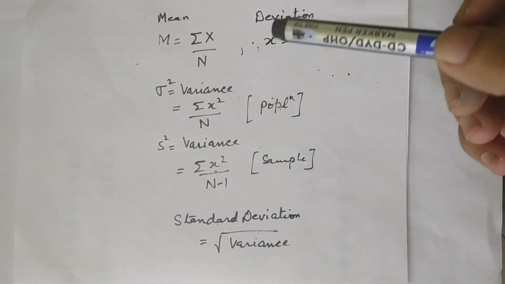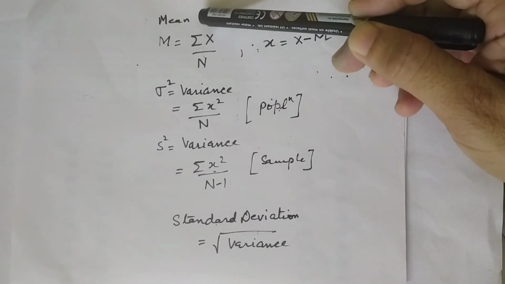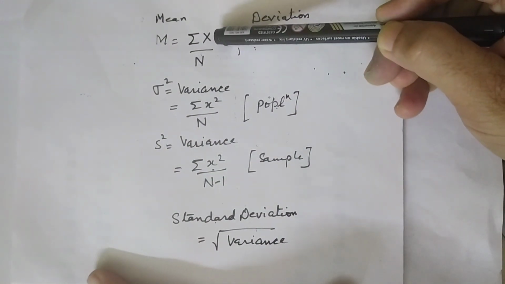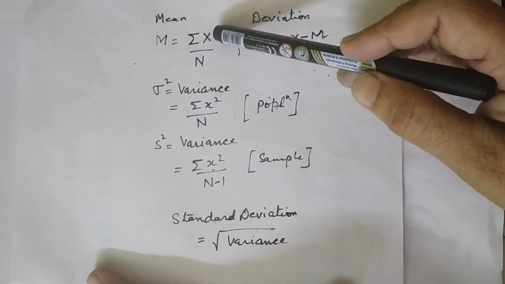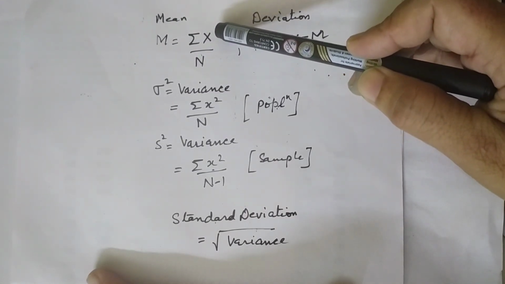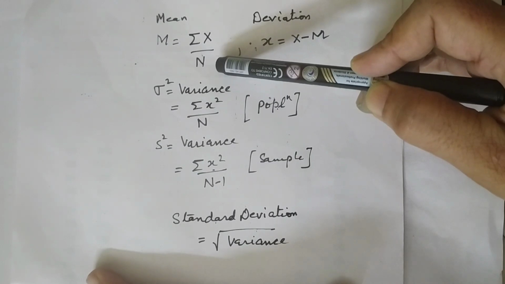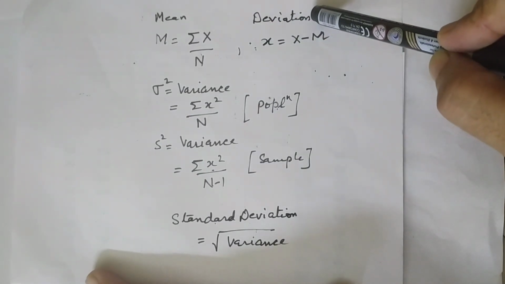Whenever we have to find the variance, first we calculate the mean. The formula for mean is summation x over n. X is the score. Here all the scores are added. The sum is then divided by the total number of the scores. That is the mean. Deviation is then calculated.